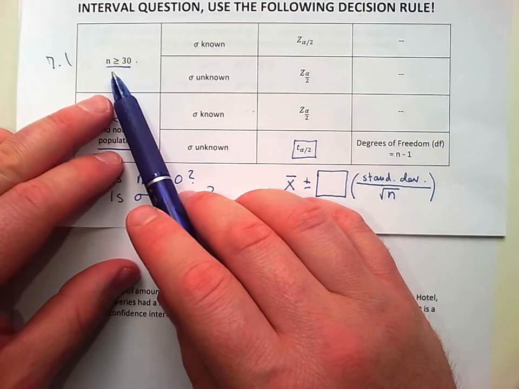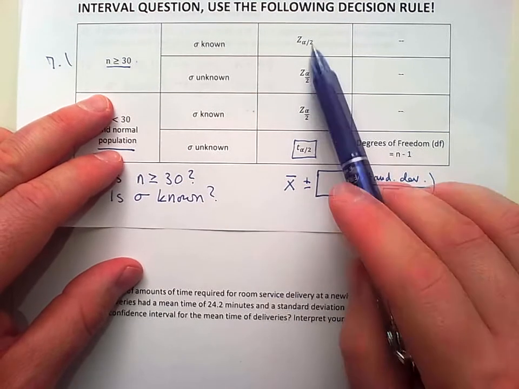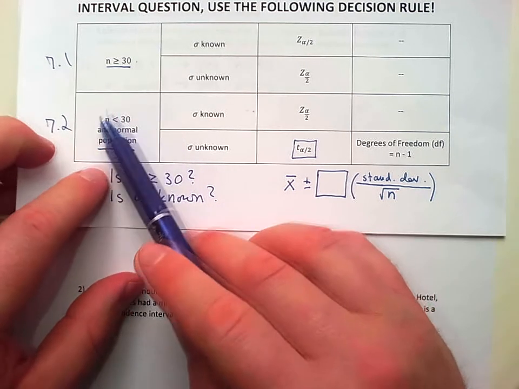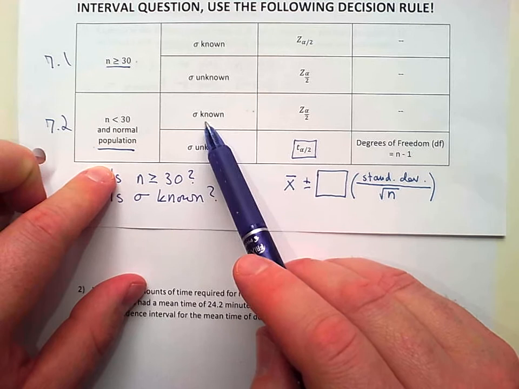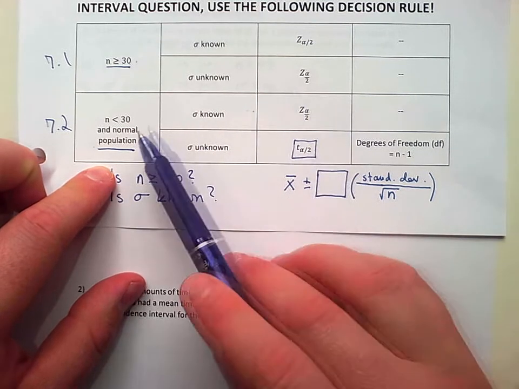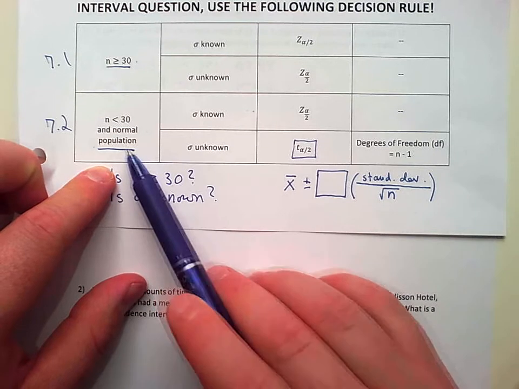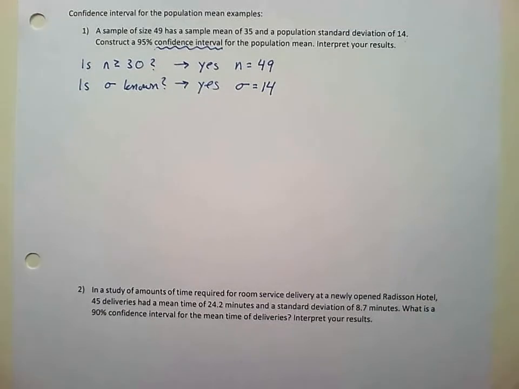If we answer yes to the first question, we have to be up here, and up here, we're only using z's. If we answer no to the first one, but yes to the second, now we're going to be in this spot right here. But the only time that we can ever get down to this t is if we answer no for the first question and no for the second question. Then we're going to use t in that spot.